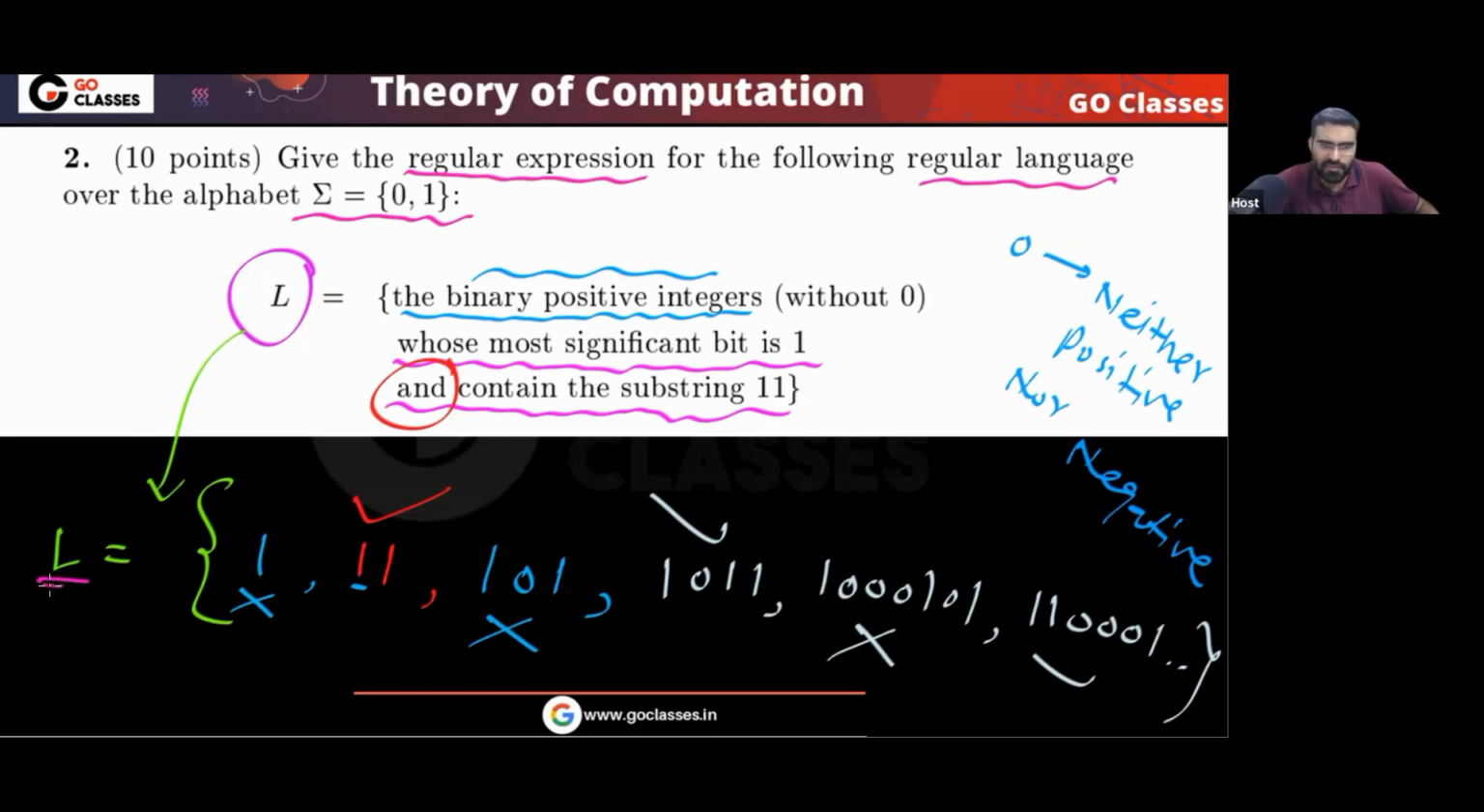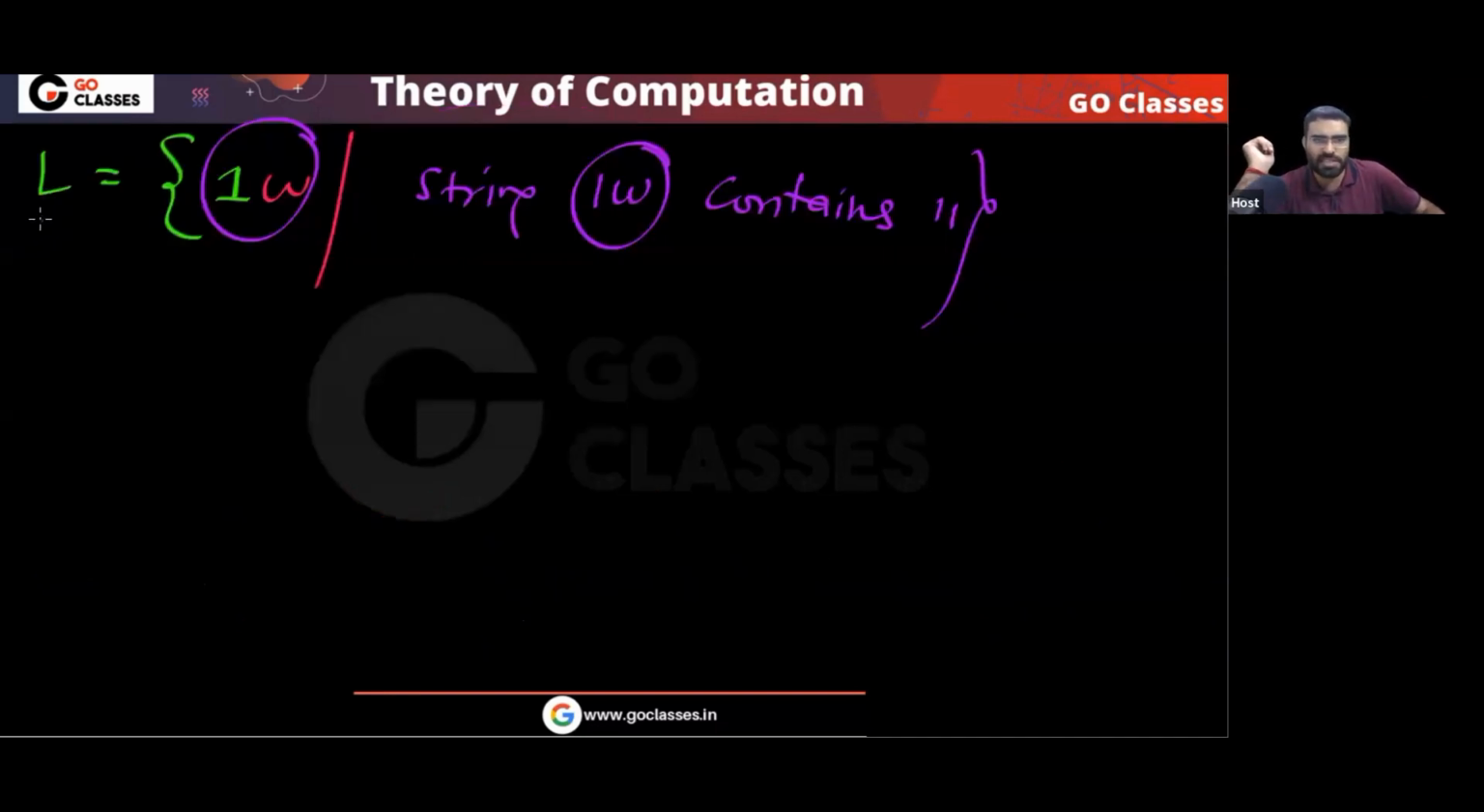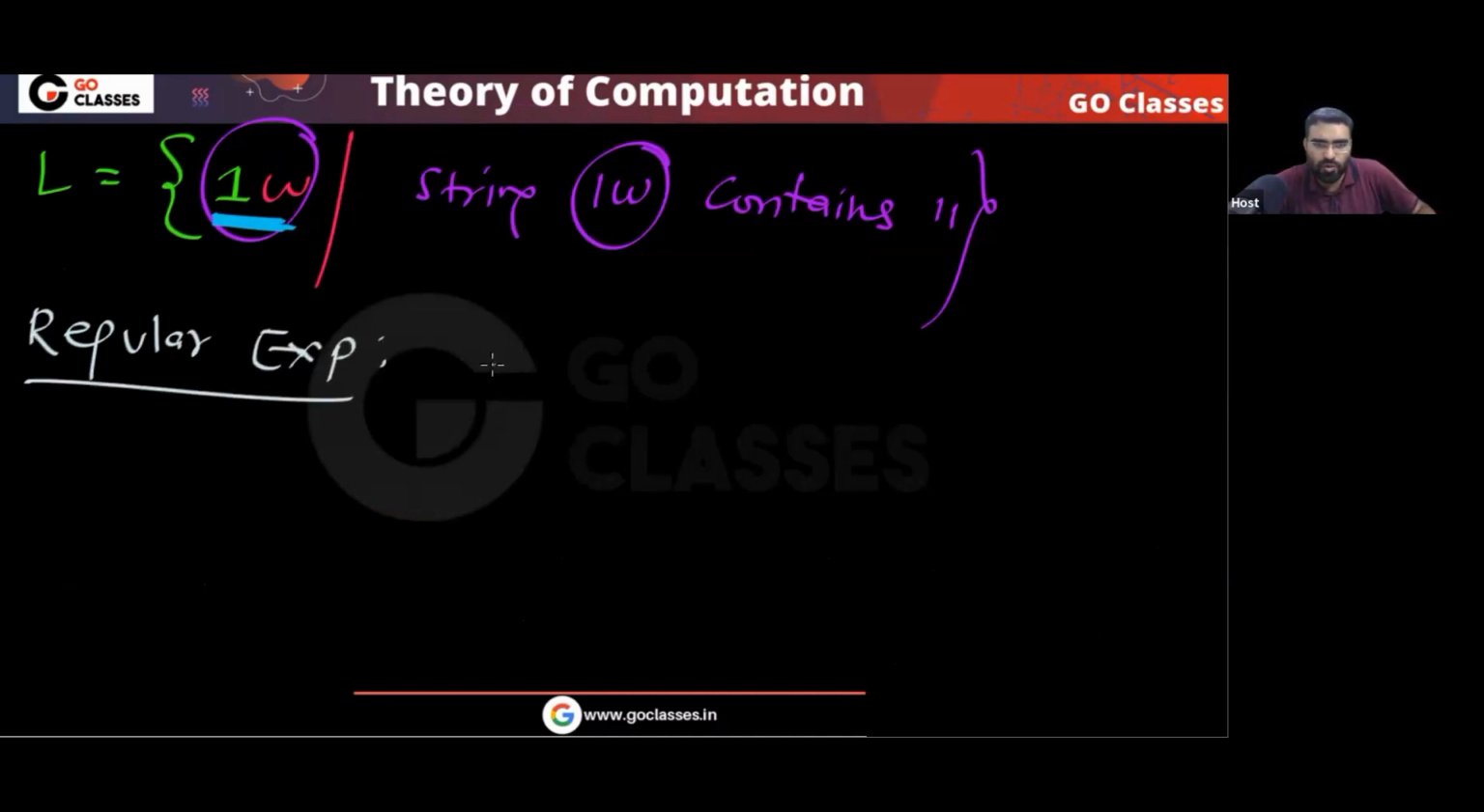First you understand the language, then you write the regular expression. Now we have to write the regular expression. Once you understand the language is like this, with strings 1W where 1W contains 1, 1, let's write down the regular expression. Now notice one thing: your string will definitely start with 1, right? Yes or no? Now there are two situations possible.